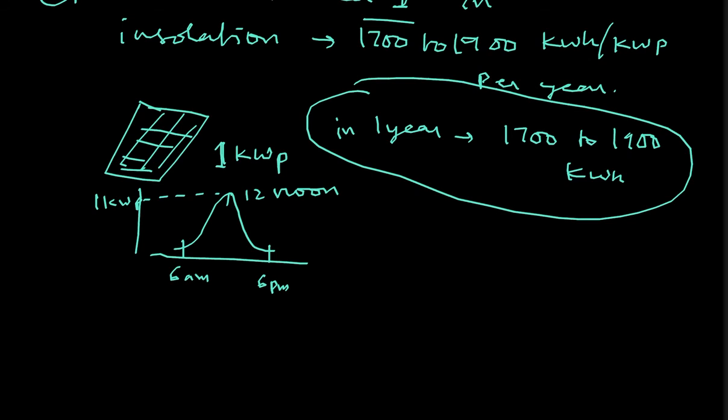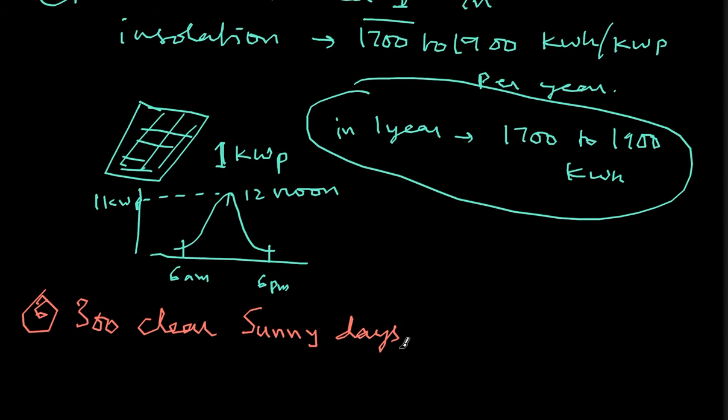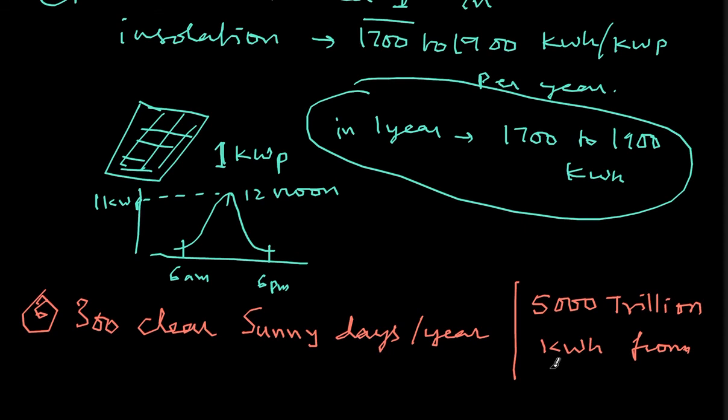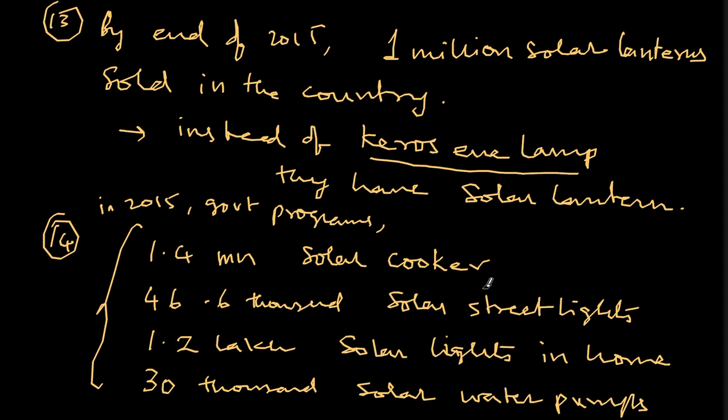So what does India have? 300 clear sunny days. If you have 300 clear sunny days, definitely you will be able to get more solar power out of it. And if I use the entire area, I will get 5000 trillion kilowatt hours from India's land area. This is just a theoretical calculation. If I cover the entire area of India with solar panels, I can generate 5000 trillion kilowatt hours per year from India's land. So these are some of the unique points for India.